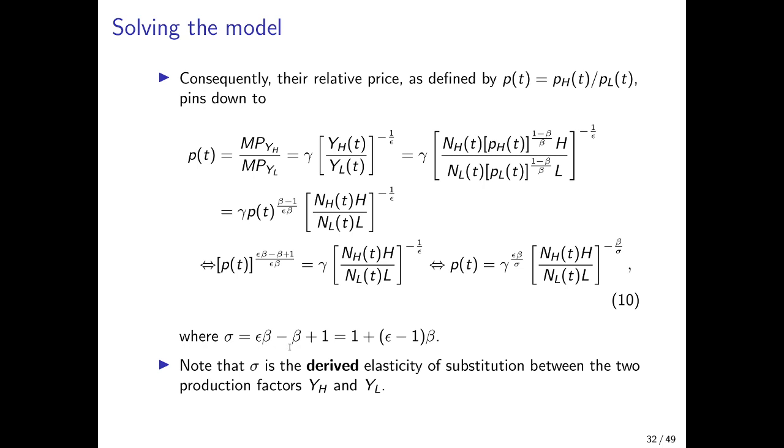And sigma here is basically epsilon beta minus beta plus 1, so that's the numerator of the exponent here, and one can simplify that to 1 plus epsilon minus 1 times beta. And that's now the derived elasticity of substitution between the two production factors YH and YL after considering that they are produced with H and L and with the machines and so on and so forth. So that would then be the overall derived elasticity of substitution that depends crucially on the elasticity of substitution in the final goods production function epsilon.